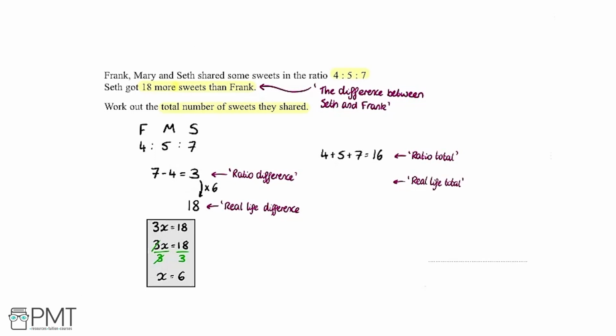So we're going to use our key bit of information we worked out here. The number that links the ratio to real life is 6. So again, we're going to do the same thing here. Here we multiply by 6. Here we're going to multiply by 6. So we've got 16, which is our ratio total, and we multiply that by 6. And that gives us 96.